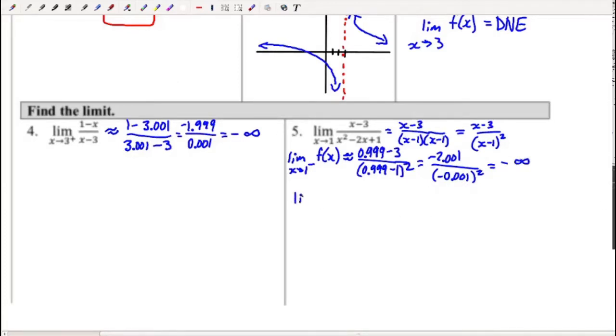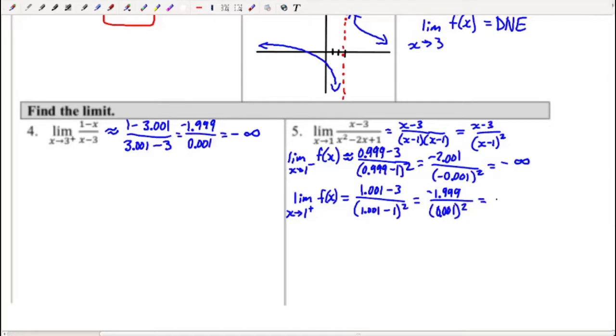Then I'm going to do it all over again for the right-hand limit. So I've got x going to 1 from the right-hand side of f of x. And this time I need to plug in a number just slightly bigger than 1. So let's try 1.001 minus 3 over 1.001 minus 1 squared. And on the top, I've got now negative 1.999, and on the bottom, I've got a positive 0.001 squared. Since it's squared, it doesn't matter. I still have a negative divided by a positive, which is a negative.